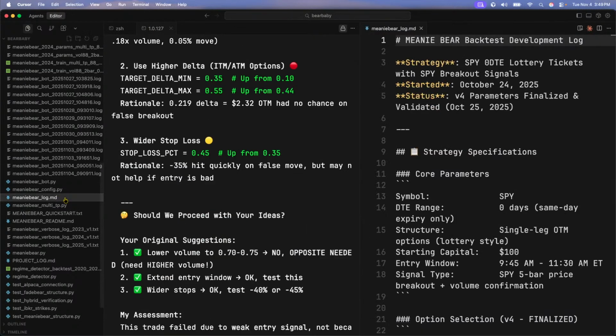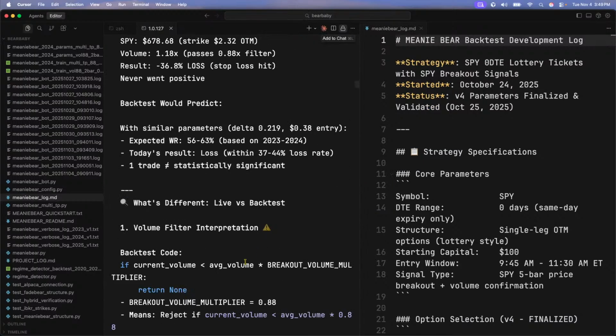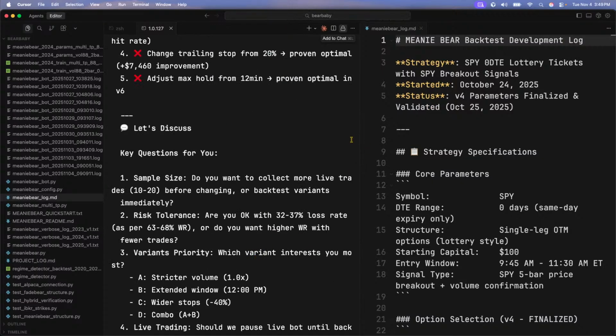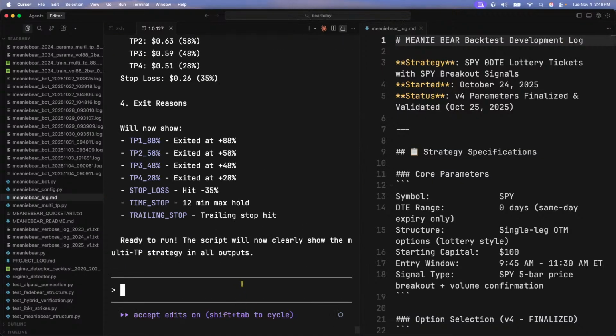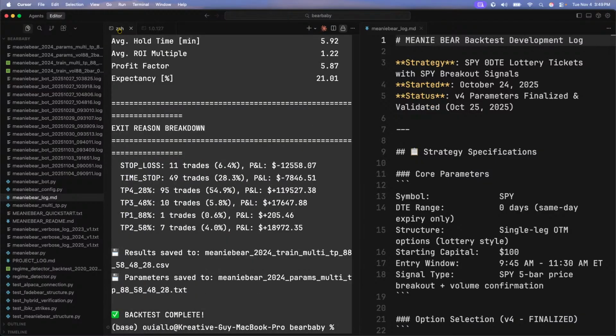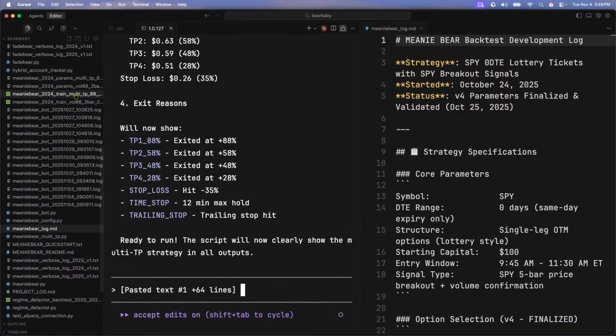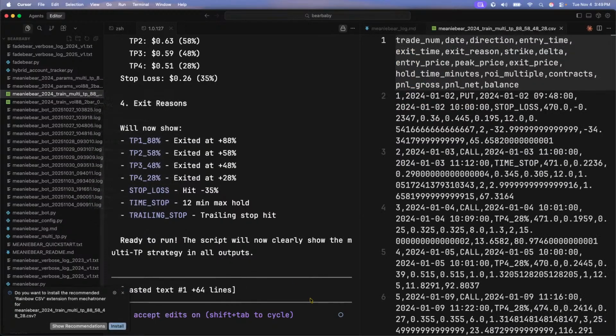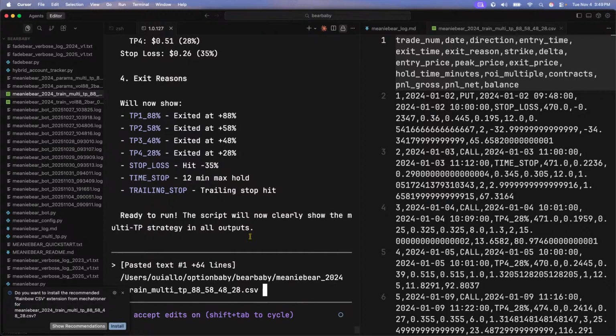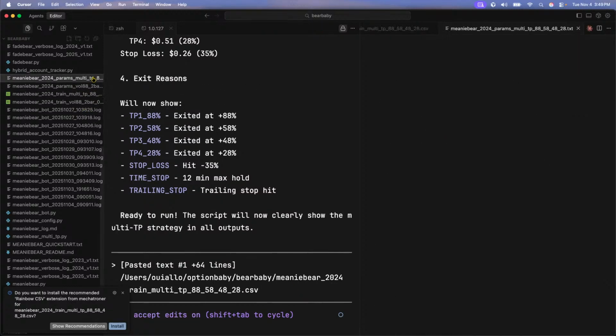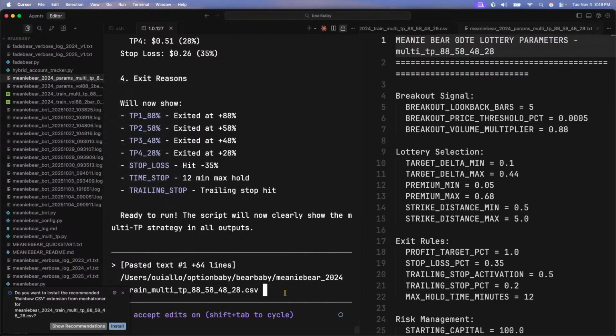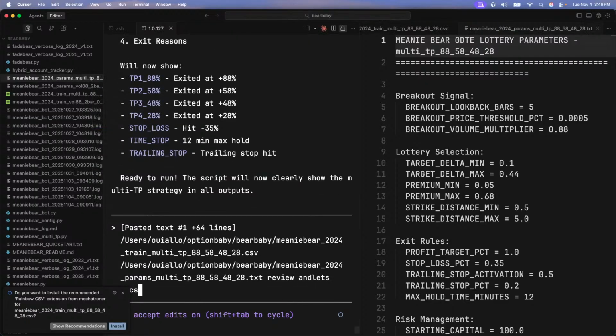Hold on. Let me show you what the previous high was. Maybe it's going to say it, but I want to show you too, so you don't think it's cap. Multi-par, multi-TP. Copy. Review, and let's discuss.